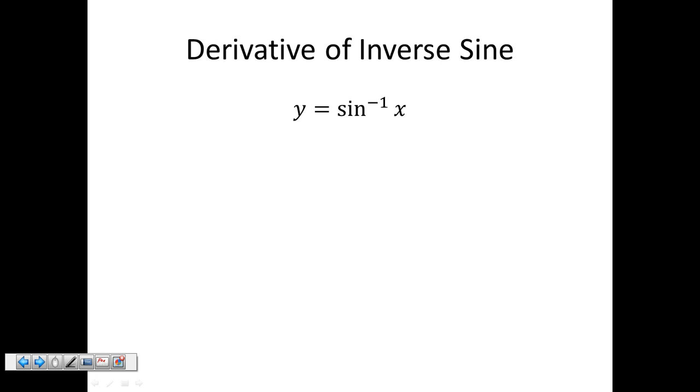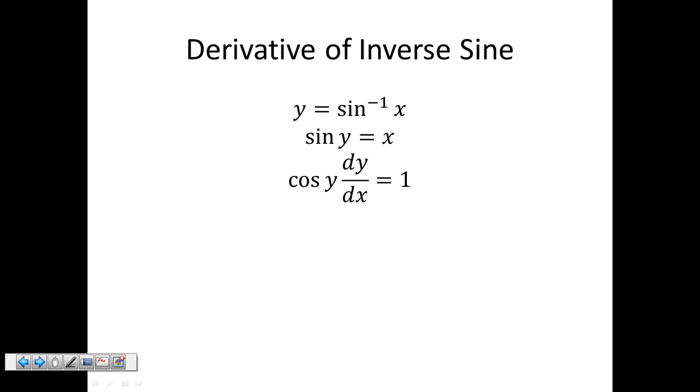But what I can do is change it slightly so it's the sine of y equals x. Basically, I moved that sine inverse over to the other side of the equation, made it a sine. I know how to take the derivative of sines, but now it's on a y. So now I have to use my implicit differentiation method.